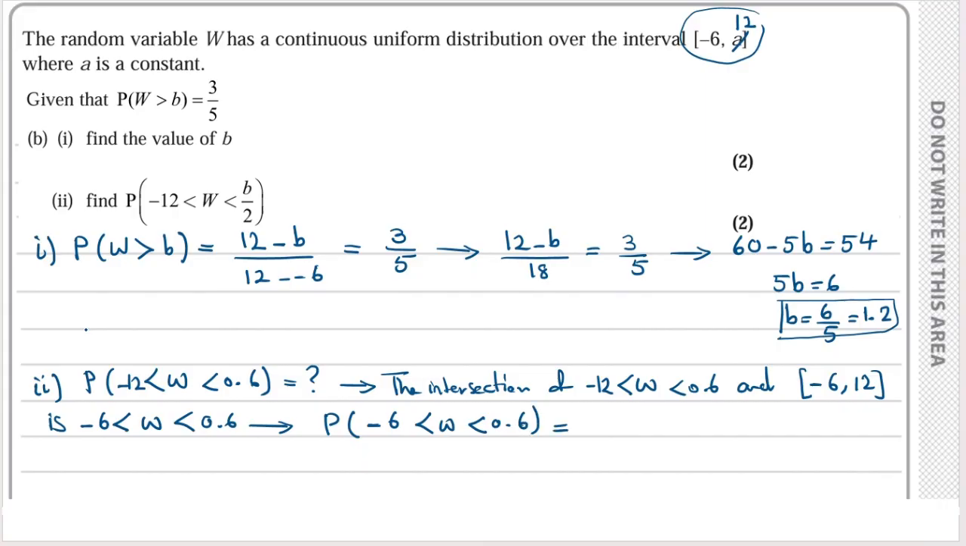So again, to calculate that, what we do is that we say 0.6 minus -6 over 12 minus -6, and that gives us 6.6 over 18, which is going to be 11 over 30, or we can write it as a decimal, and that's 0.367.